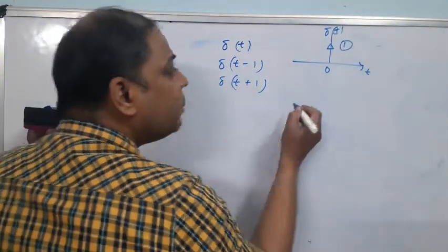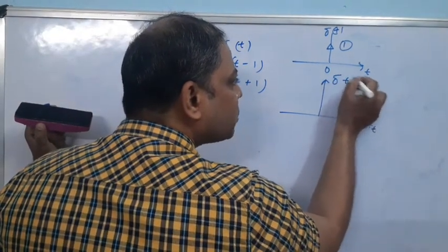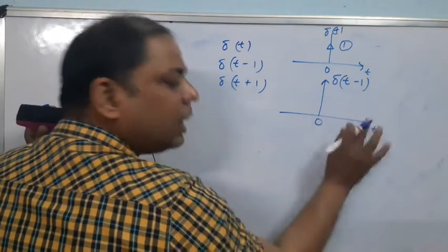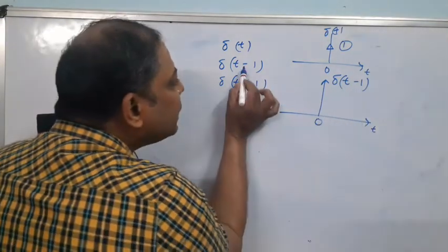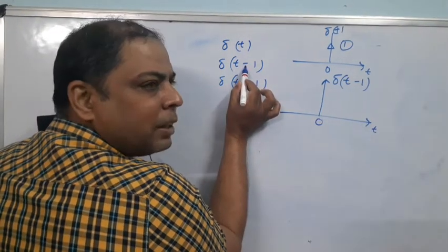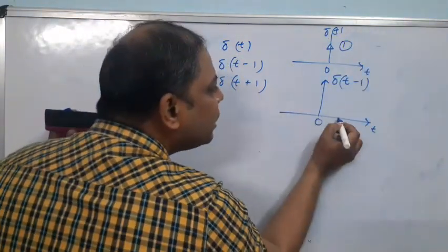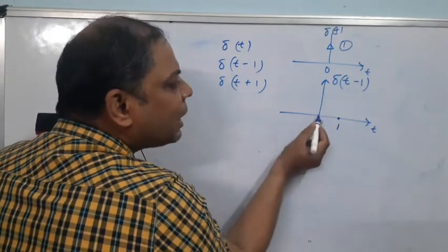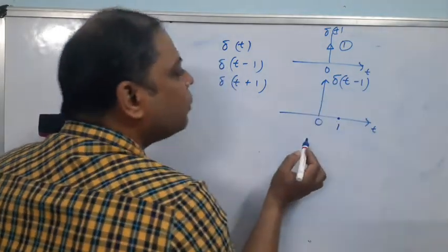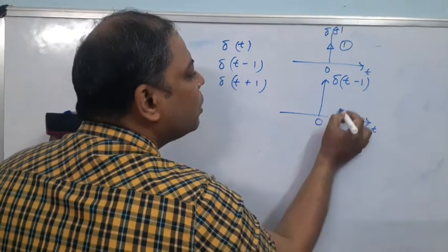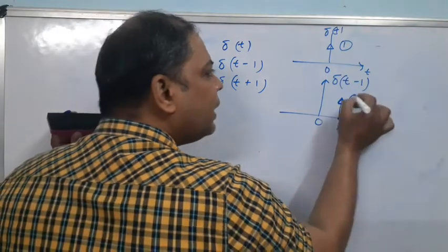Now try to understand delta(t minus 1). This is your time axis. You have to sketch with respect to t, remember it. You are sketching almost all the signals with respect to t. So for t minus T, the minus sign is for right shifting. So this delta(t) is shifted towards right by an amount of 1 unit. It was here previously, and now this impulse will come to this position. The area is the same, area is 1.